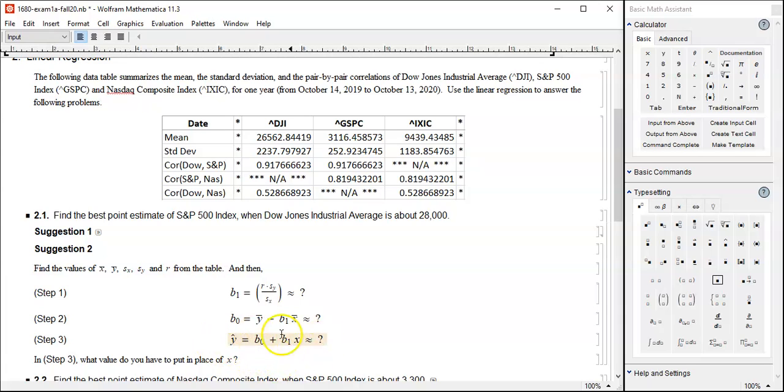And here you go. This is based upon the slope-intercept equation of the line. So intercept, y-intercept, B0, which we calculated in step 2, and slope, B1, that's something you got in step 1. And then how about the x value? The problem gave you 28,000. So plug that in here and run your calculator, and you're going to get this y hat, the point estimation, the regression prediction.